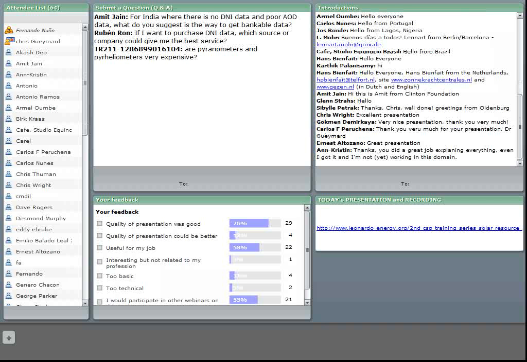Could you further explain why DNI is greater than global radiation? I don't know whether it is right. Yes, it's a good question actually.